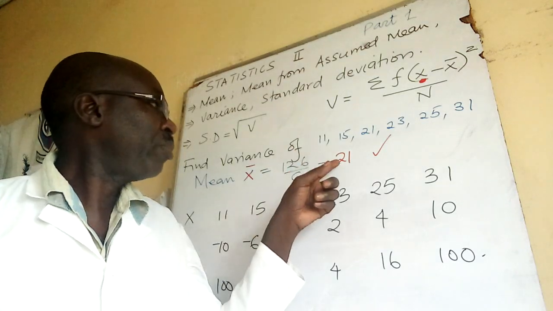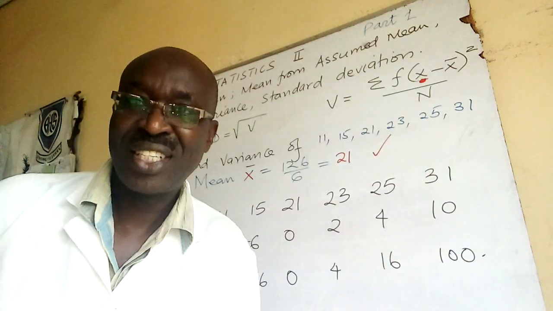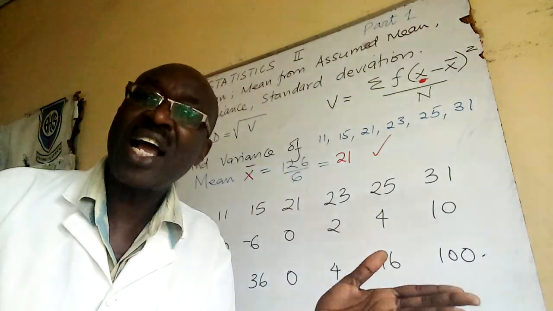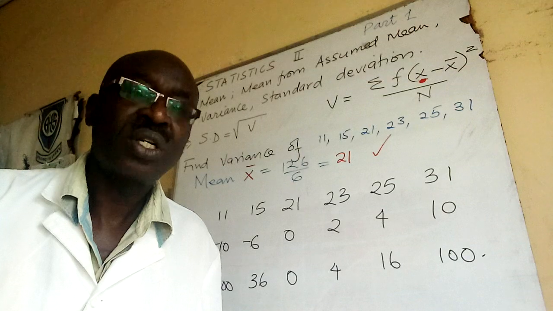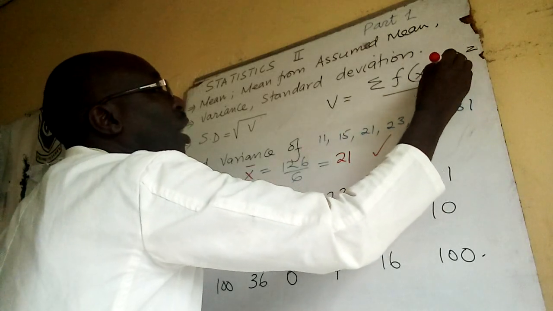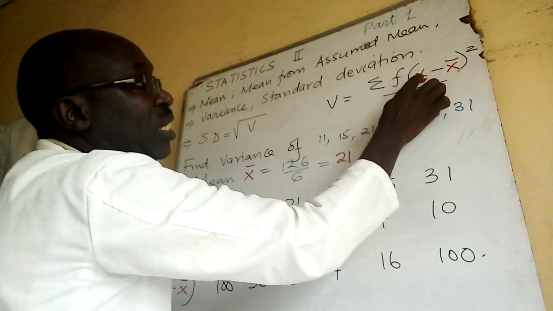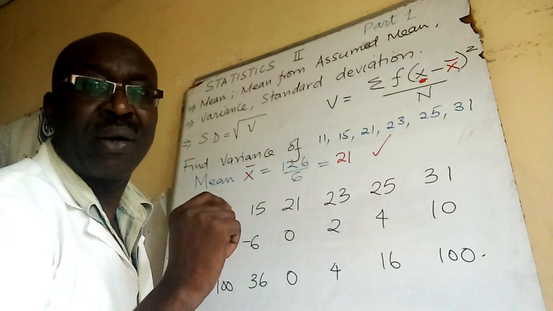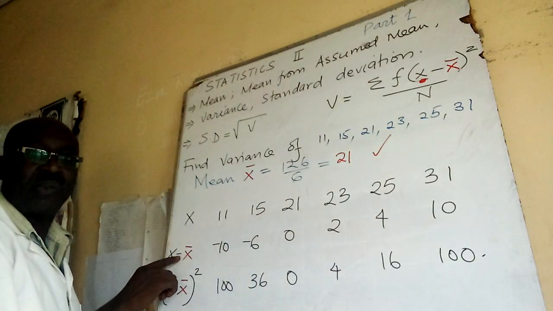Remember, this is bar x. I know x, I know bar x, and I know even f is 1, 1, 1, 1, 1, 1. So what operation does this bracket require? It requires me to subtract: x minus bar x. The data given minus the mean.